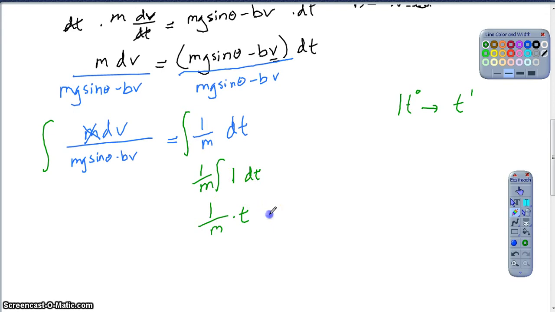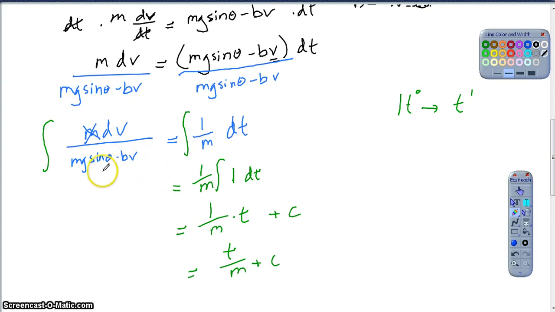Again, the dt goes away. But I do have my plus c. So to simplify that a little bit, I have t over m plus c. So the right hand side of this equation is actually not too bad, right? Nothing too tricky there.